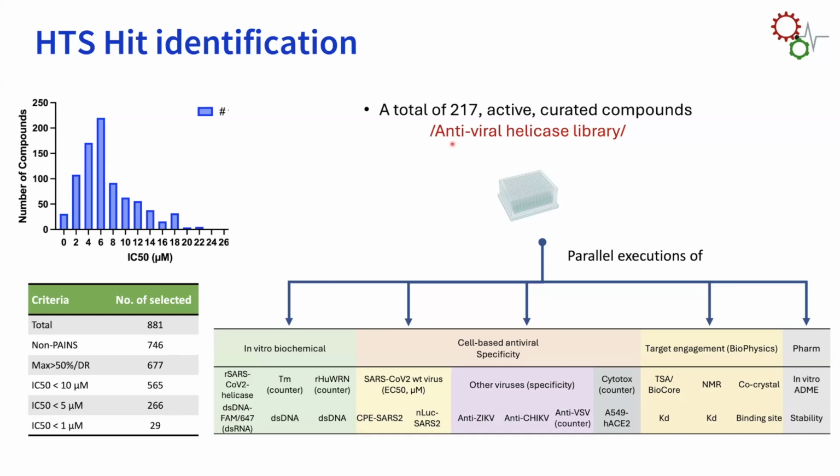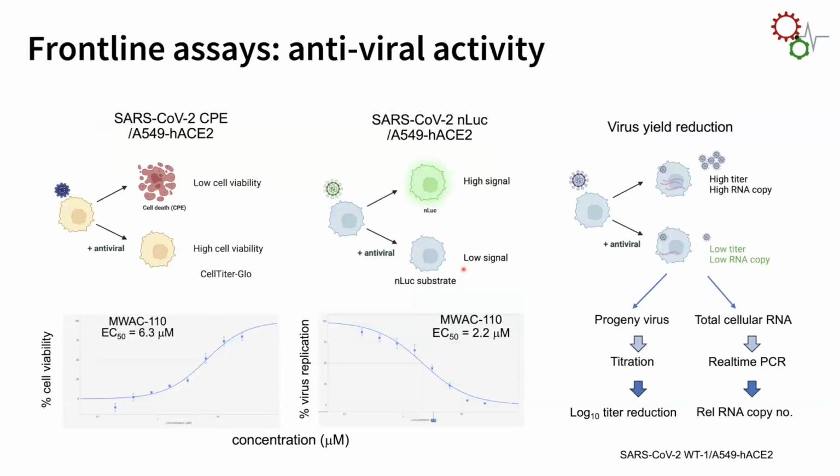From these compounds, we repurchased fresh material from Scripps, and we called this the antiviral helicase library, which consists of around 220 compounds. With these compounds in our hands, we ran many different assays simultaneously, trying to gain insight into which compounds provide actual antiviral activity out of this library.